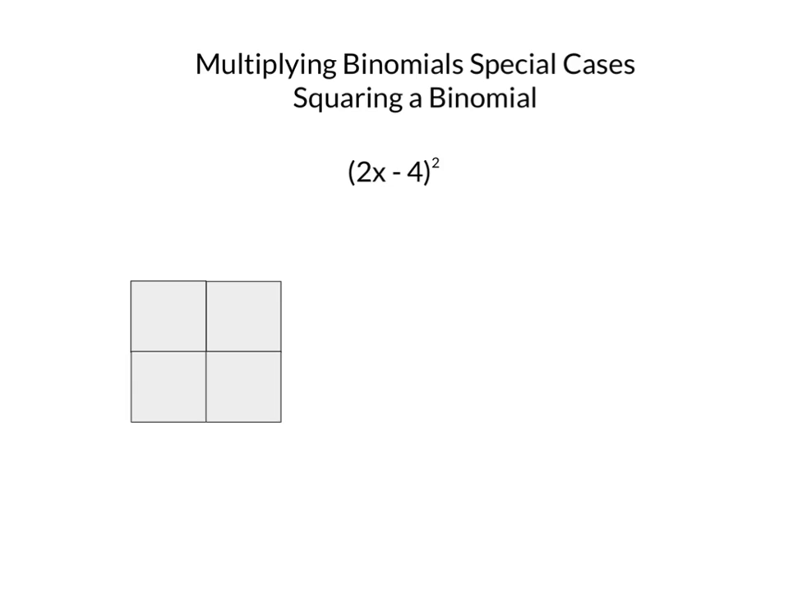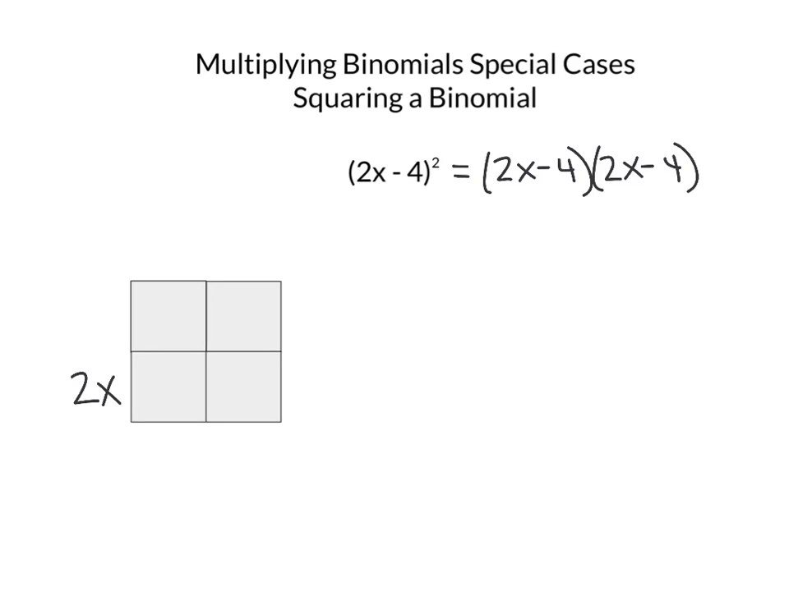So here in my second example, I have the quantity 2x minus 4 squared. So over here next to it, I'm going to write what that means. That really means 2x minus 4 times 2x minus 4. And so you've probably already learned that we can use the FOIL method or the box method. I'm going to demonstrate it with the box method over here on the left.